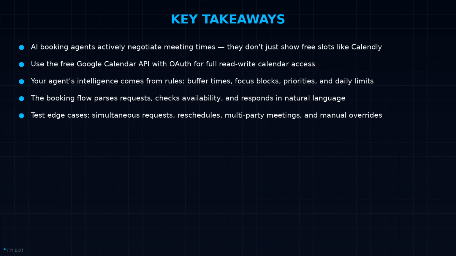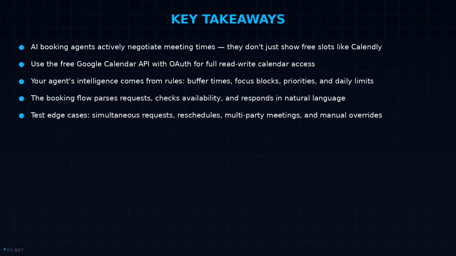Let us recap what we built today. We created an AI scheduling agent that does what tools like Calendly cannot. It does not just show your free time, it actively negotiates meetings using natural language. We connected it to Google Calendar through the free API. We wrote smart rules for buffer times, focus blocks, priorities, and daily limits. We built a booking flow that handles incoming requests, proposes times, and auto-confirms. And we stress-tested it against real-world edge cases like simultaneous requests, reschedule spirals, and multi-party meetings.